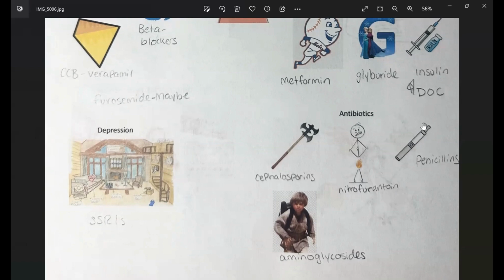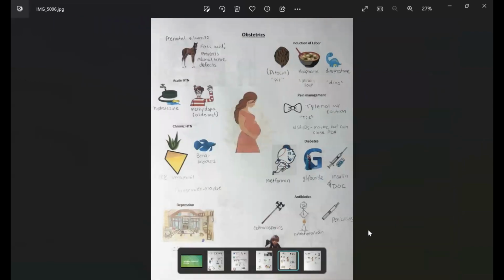And then here is a vape pen for penicillins, and that's because in my original drawing I had a hippie who was using a vape pen. So penicillins, and then aminoglycosides are also safe. So again, here's Anakin Skywalker, and he went to the dark side. So aminoglycoside, and also Anakin's on like the drug amikacin, which is an aminoglycoside. So that's why I have Anakin Skywalker here for that.